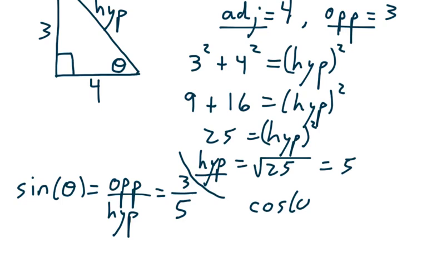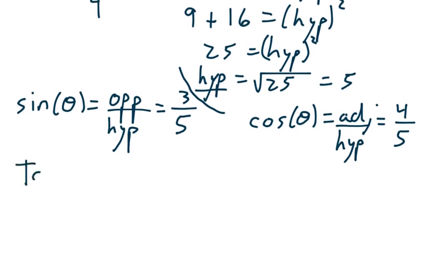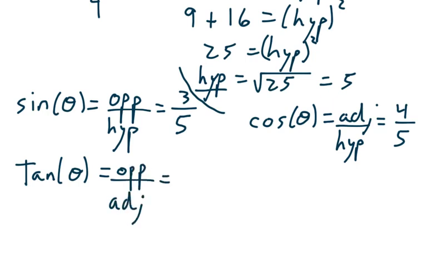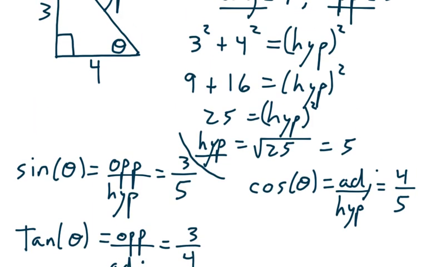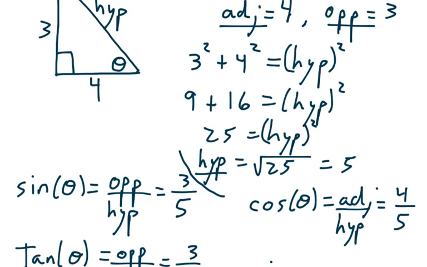Cosine of theta, well, remember, that's adjacent over hypotenuse. Okay, so let's substitute in. The adjacent side we know is 4. Hypotenuse is 5. Now, tangent of theta, that's opposite over adjacent, which is 3 over 4. We have the opposite side is 3, the adjacent side is 4, and the hypotenuse, as we just calculated, is 5.